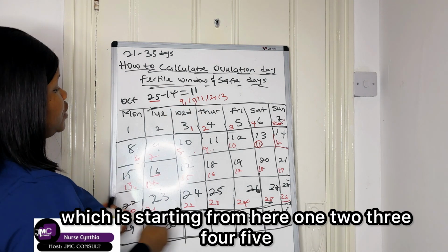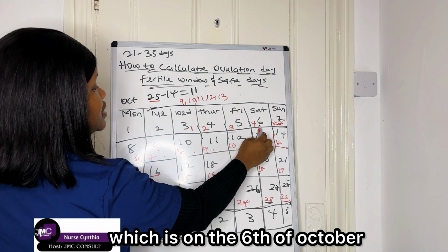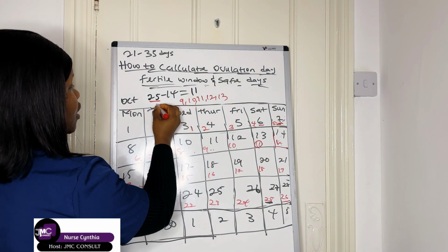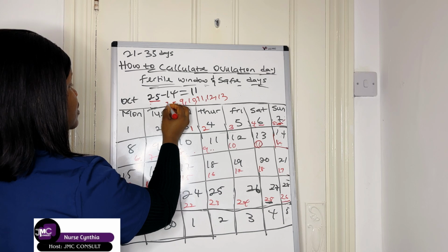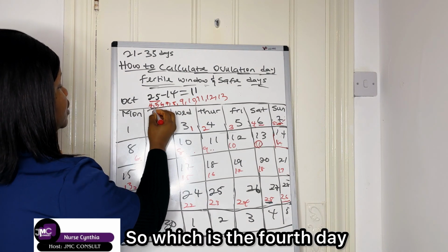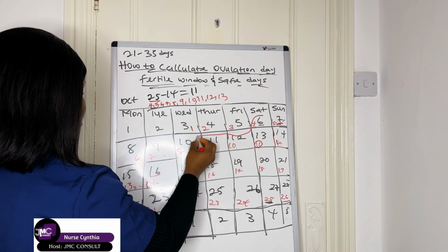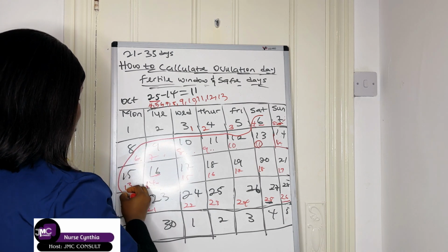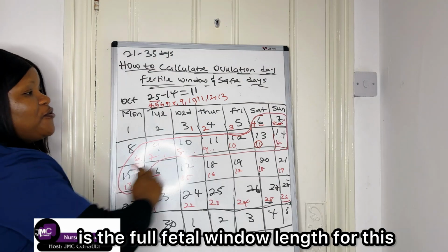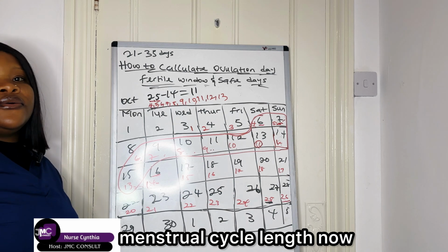So we'll add 5 days, starting from here: 1, 2, 3, 4, 5, which is on the 6th of October, which is the 4th day. We'll add 5 to this: 8, 7, 6, 5, 4. So which is the 4th day. Now from the fourth day to day 13 is the full fertile window length for this menstrual cycle length.